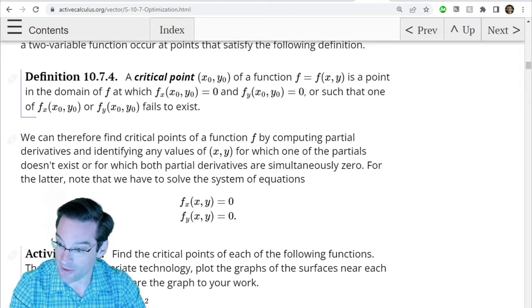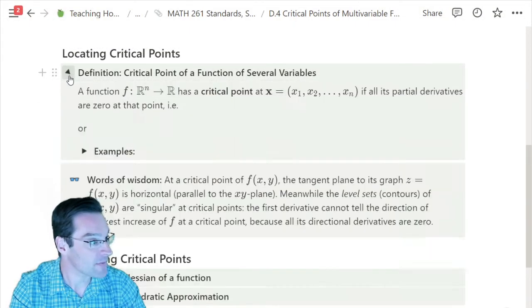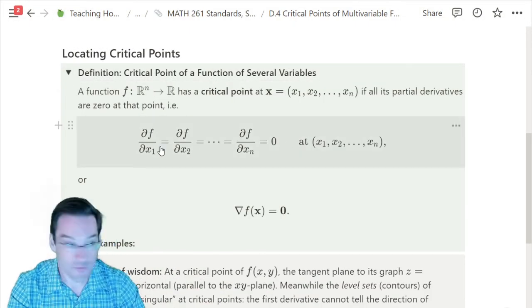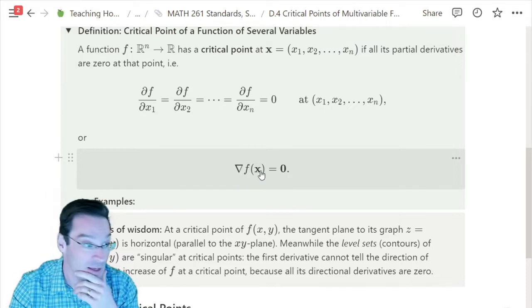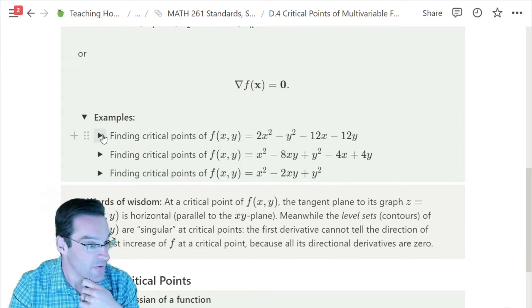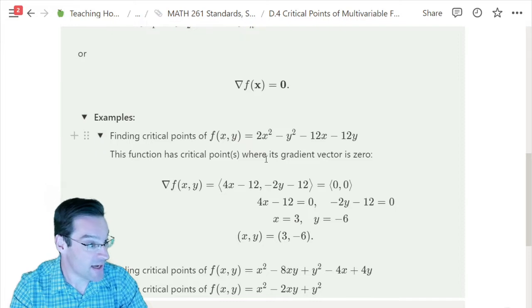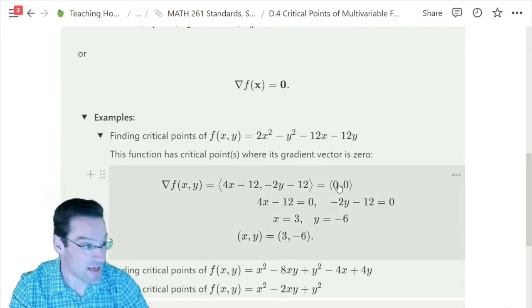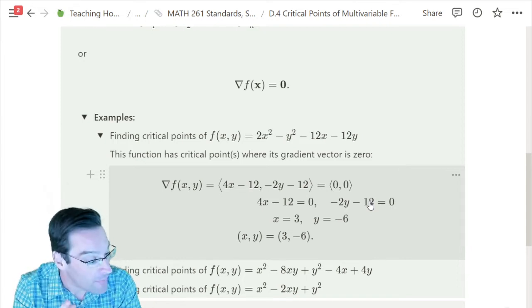And so by way of definition, we'll say that a critical point for a function of several variables is a place where all of its partial derivatives are equal to 0 at the same time, right? In other words, that the gradient vector of the function is the 0 vector at that point. And so you've already done a simple example of finding the critical points of a multivariable function just by taking its partial derivatives, setting each of those partial derivatives equal to 0, and then solving for x and y, right?